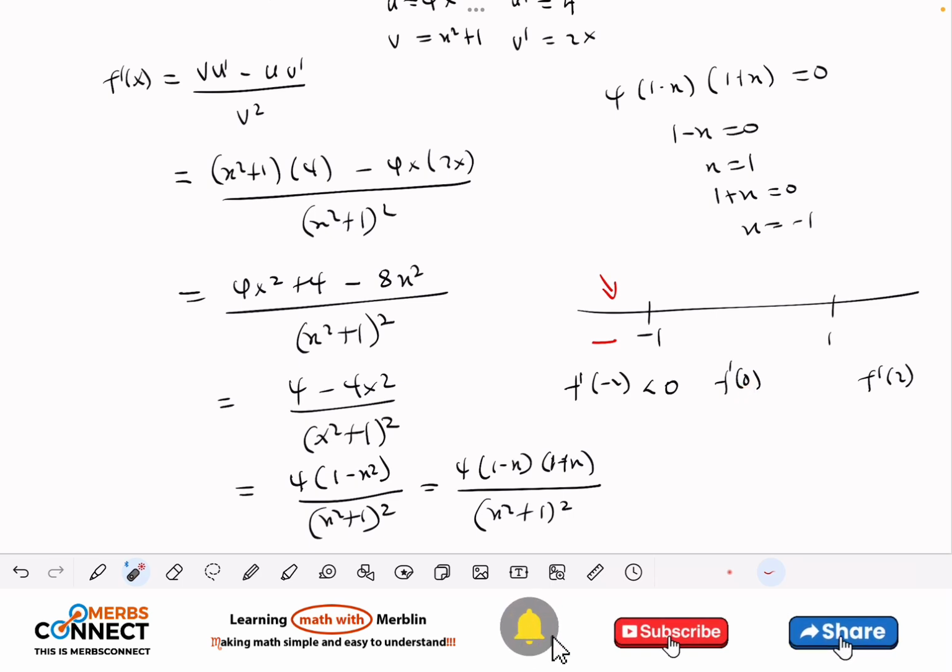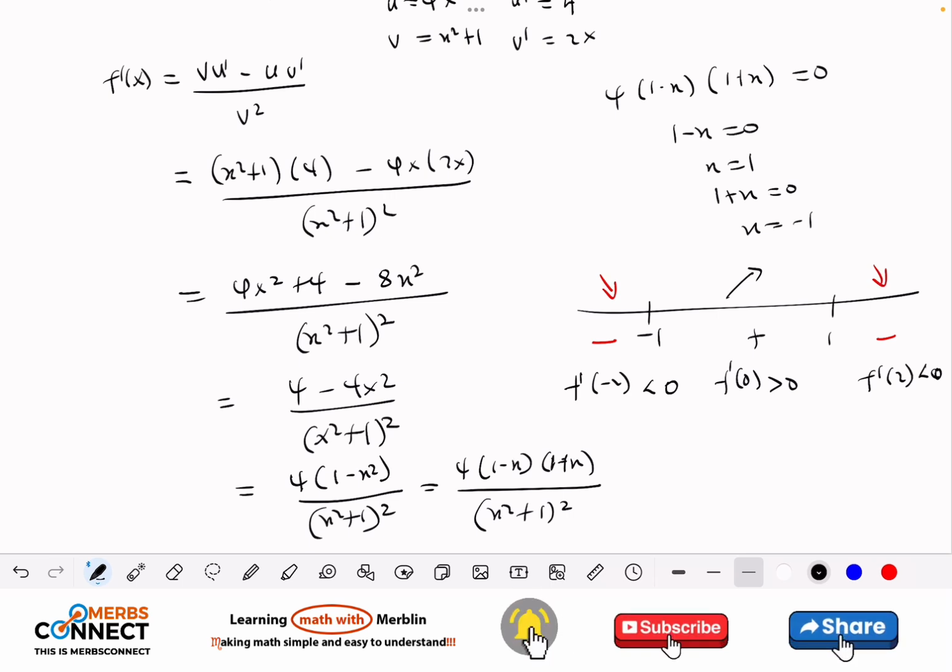When I plug in 0, 0 here is going to be positive. So I'm going to have greater than 0, positive, and increasing. Plug in 2. 2 here is going to give us negative. So negative and decreasing. And this is less than 0. So let's try and check what we are going to get.